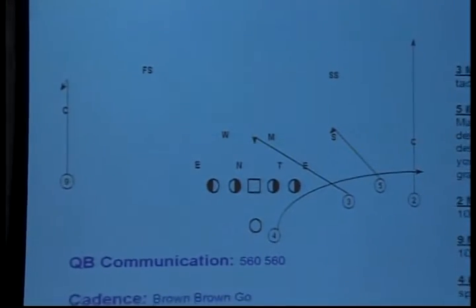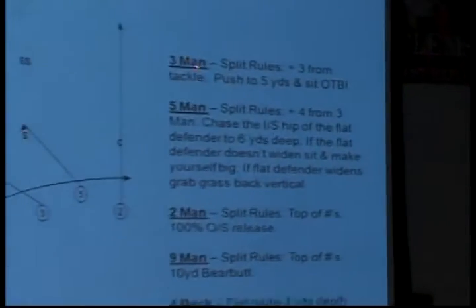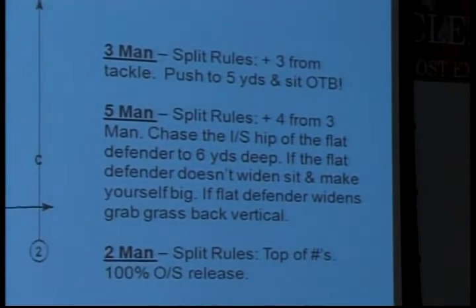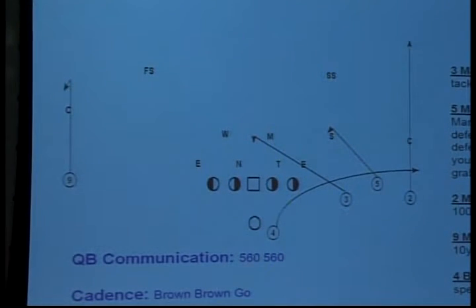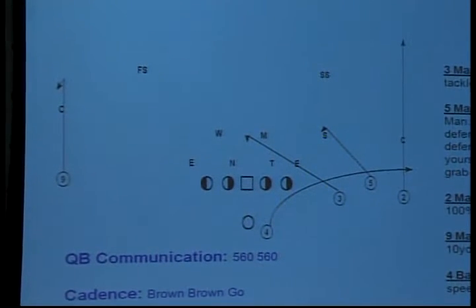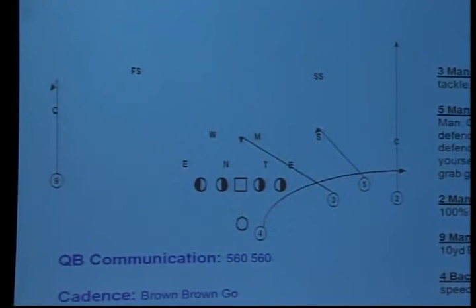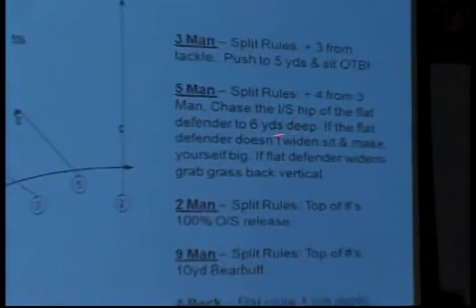Okay, your 3-man. 3-man is +3 from the tackle. You're pushing 5 yards and sitting over the ball. Your job is to get over the ball. Okay, 5-man. Your 5-man's rules are +4 from the 3-man. You're chasing the inside hip of the flat defender.